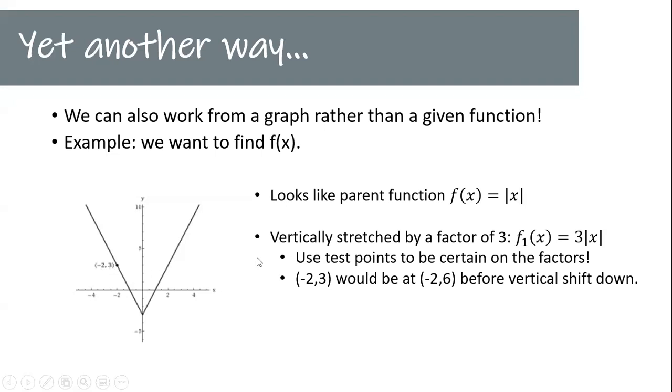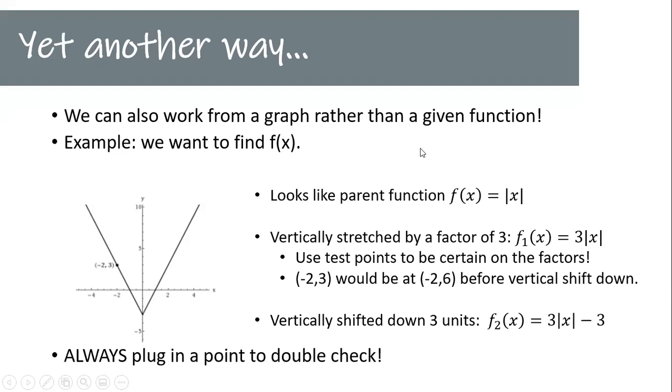And then again, we have that vertical shift down. So our answer is going to be 3 absolute value of x minus 3. Always, always, always plug in a point to check this one, especially that -2, 3 here. It's given as a point. Plug it into your new function. So 3 absolute value of x is going to be 3 times absolute value of 2, which is going to be 6. Minus 3 is going to give us 3. So our point -2, 3 does indeed work. It's always a good idea to plug that point in.